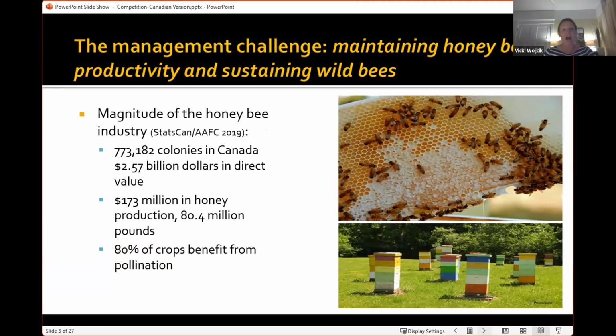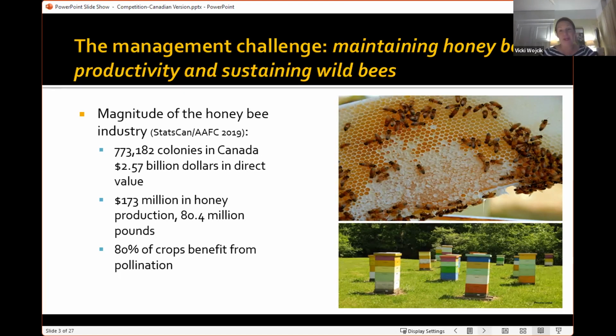But there is a challenge when we start looking at how we maintain honeybee health and productivity, as well as wild bee sustainability. One of the reasons is the magnitude of the honeybee industry, not necessarily speaking to hobbyist beekeepers, but more industrial production. Some of these numbers are a touch dated, but there's over 700,000 colonies of bees in Canada. The value that they provide to agriculture is 2.5 billion. If we look at just honey production, $173 million worth of honey, translating to 80 million pounds of honey. So this is a very large industry.